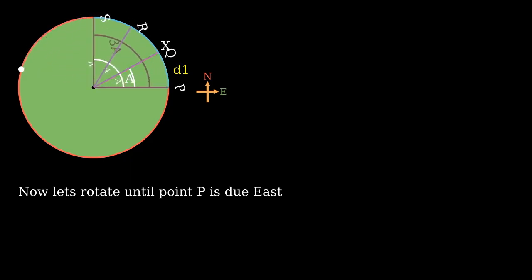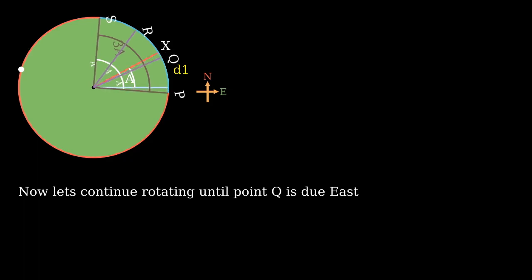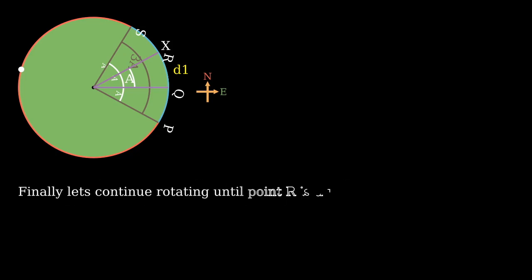Since point Q is exactly where X is, at an angle A from east, we know that PQ must also be D1 meters. Now let's continue rotating until point Q is due east. Since point R is exactly at X, at an angle A from east, we know that QR must be D1 meters. Finally, let's continue rotating until point R is due east.